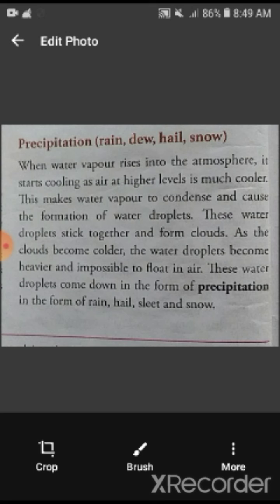As the cloud becomes colder, the water droplets become heavier. So we know that the things which are colder become heavier also. At that time it is not possible for it to float in the air. So due to the earth's gravitational force, it comes down in the form of precipitation like rain, hail, sleet, snow, etc. Rain is the most common form of precipitation, dear students. With this, I will add some images through which you can understand the topic of precipitation very clearly.